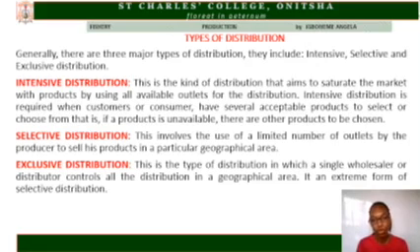Selective distribution. This involves the use of a limited number of outlets by the producer to sell his products in a particular geographical area. Exclusive distribution. This is the type of distribution in which a single wholesaler or distributor controls all the distribution in a geographical area. It is an extreme form of selective distribution.